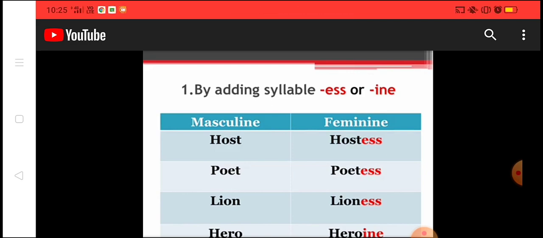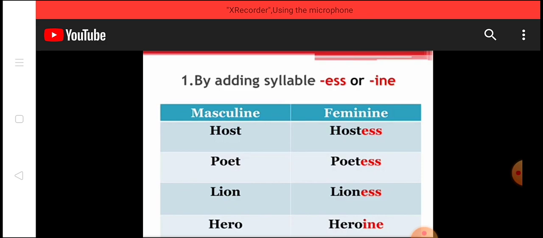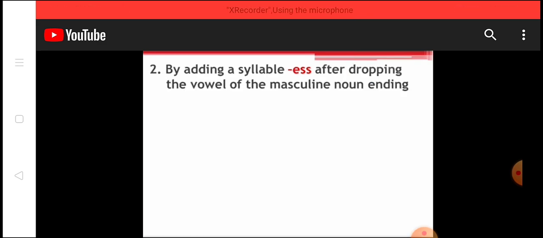For example, host, poet, lion, hero. So host, ess is added, hostess. Poet, ess is added, poetess. Lion, ess, lioness. And hero, heroine.